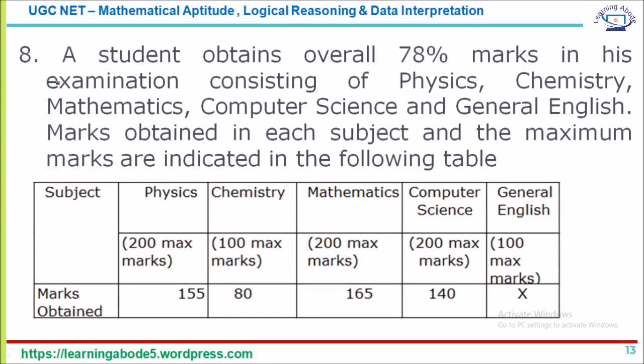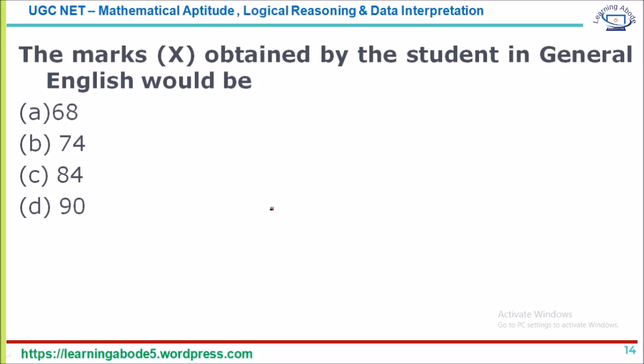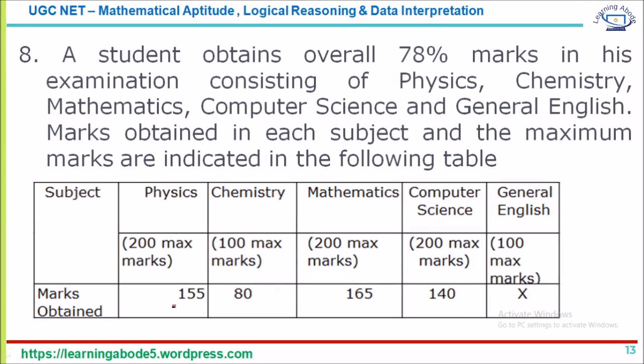So how we can proceed about this is, let's just look at the total: 155 plus 80 plus 165 plus 140 plus x. Now this is the grand total. This all adds up to 540, so it is 540 plus x. That is, you can say this is 160 and 160, 320, 400 and 540. 540 plus x is the total.